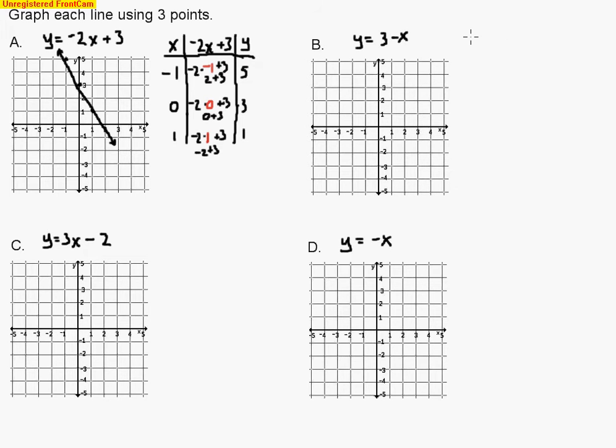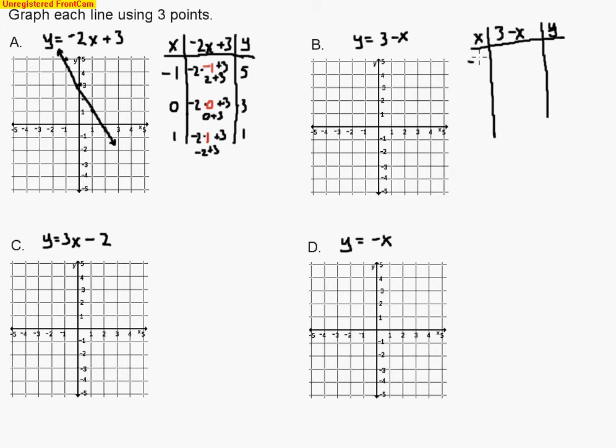So we'll set up the same sort of chart. We've got our x values, those are our inputs. And then we've also got the rule. The rule is 3 minus x. And then we've got our outputs, our y values. And so what we're going to do is we're going to take those inputs, and we get to pick anything we want.